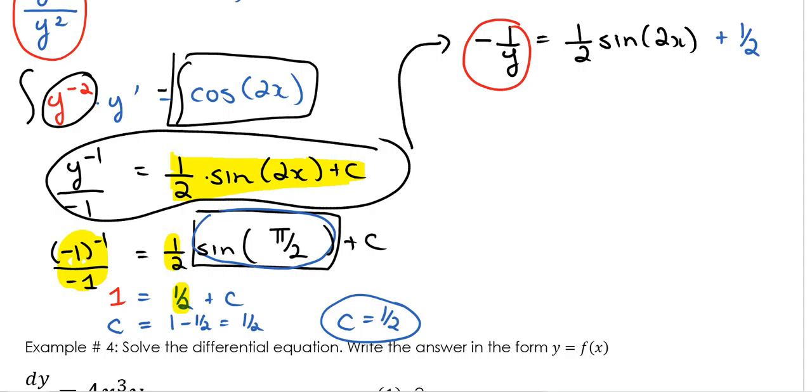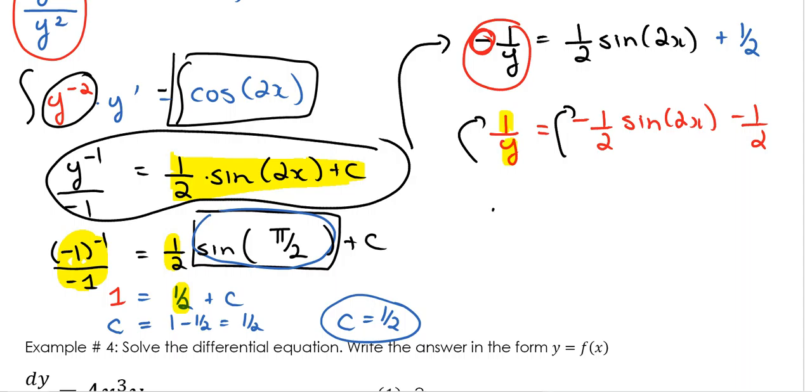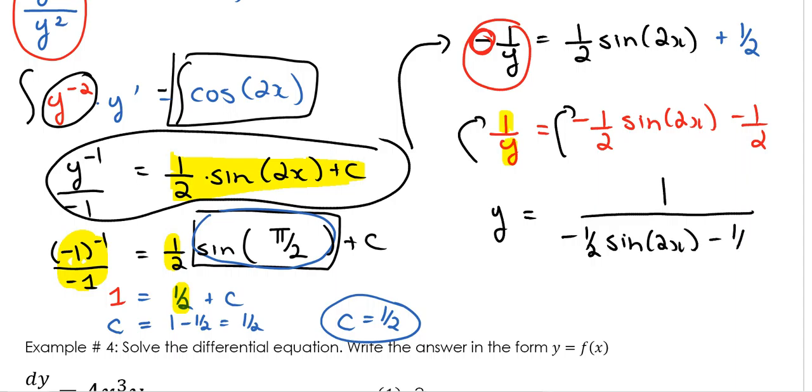If I want to get rid of the negative sign there, this will be 1 over y equals to negative 1 over 2 sine bracket 2x minus 1/2. And then if I have 1 over y, I can just flip everything. Okay, so let's just flip everything. This will give me y equals to 1 all over negative 1 over 2 sine of bracket 2x minus 1/2. And I will leave my answer like this.